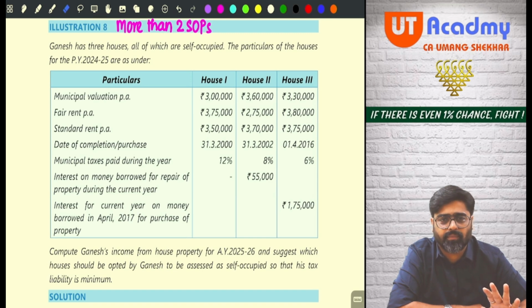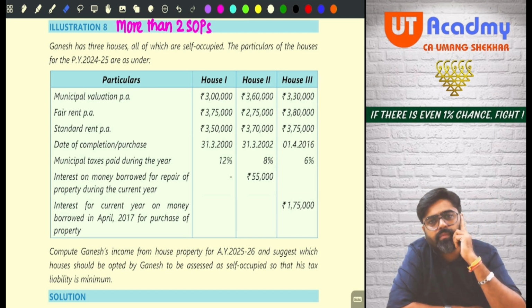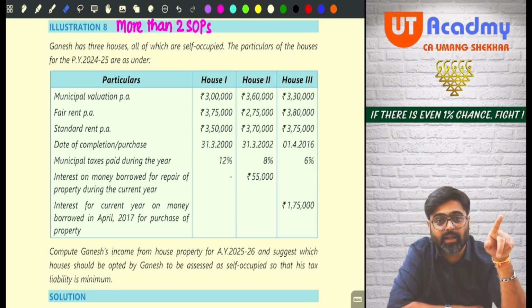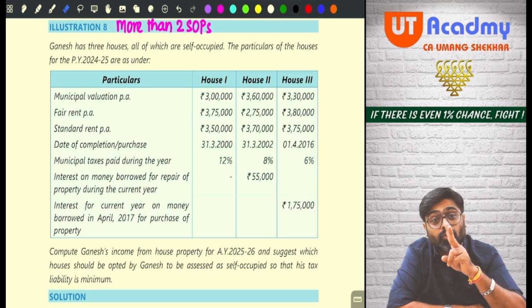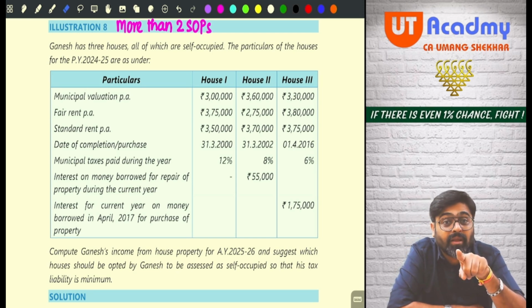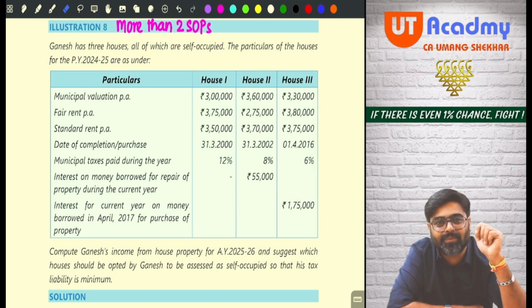First of all, tell me, these 3 SOPs are there. Please look at me here. 3 SOPs are there. If the annual value of all 3 SOPs or any two is exempt, then the third will become DLOP. Now you are supposed to tell which 2 SOPs you will claim exempt and which third property you will tell DLOP. So now you have 3 options.